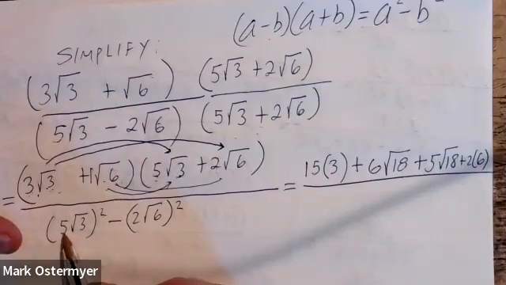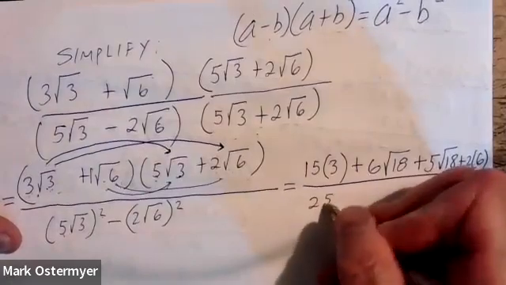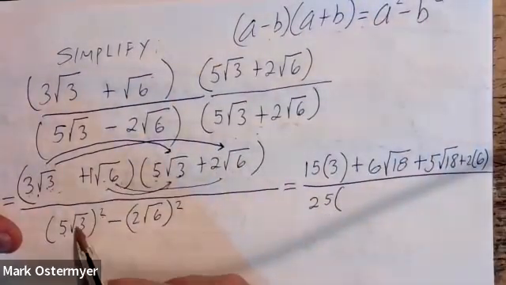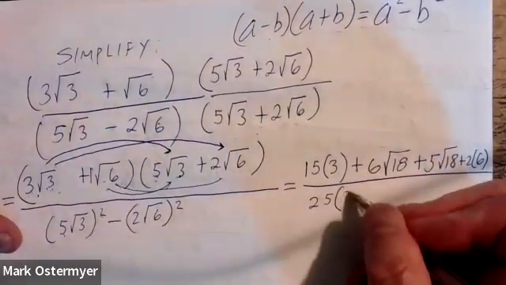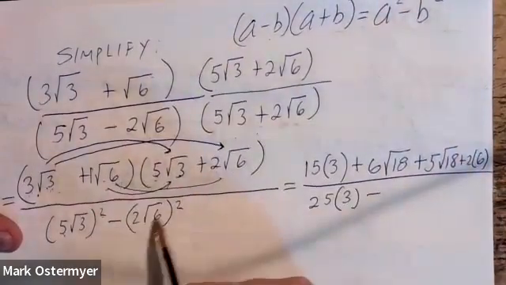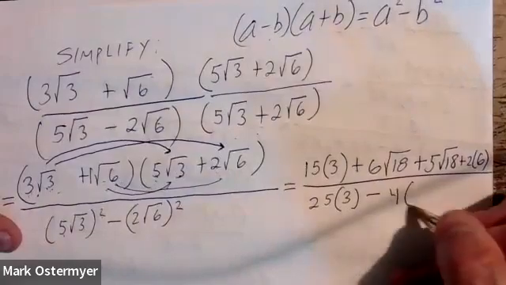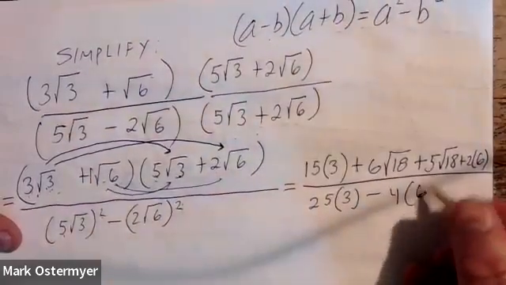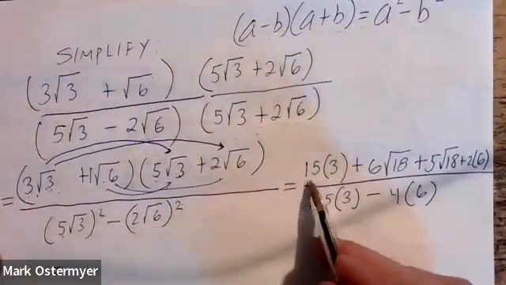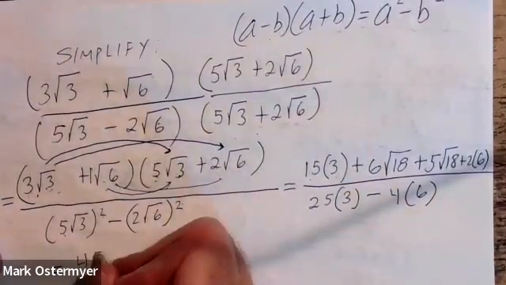That means we got to square the 5, which is 25. And when you square the square root of 3, this just becomes 3. The square of 2 square root of 6 is going to be 2 squared, which is 4. And the square of the square root of 6 is 6. All right, so 15 times 3 is 45.